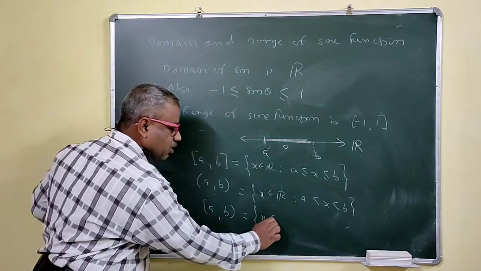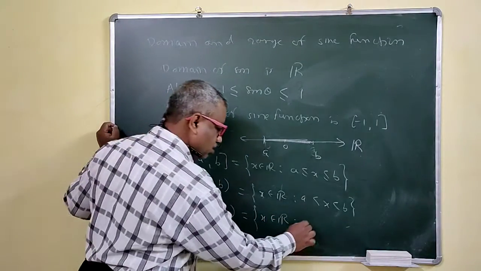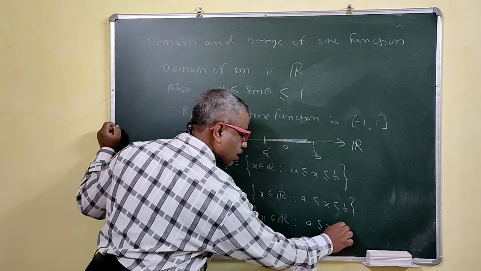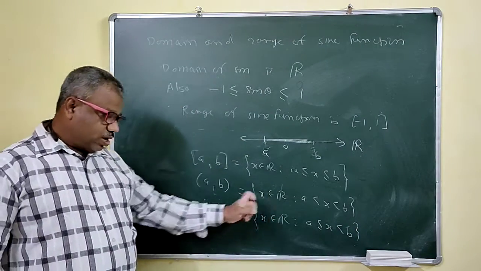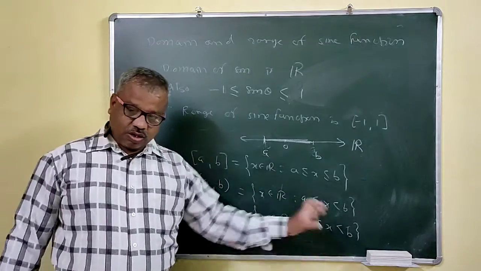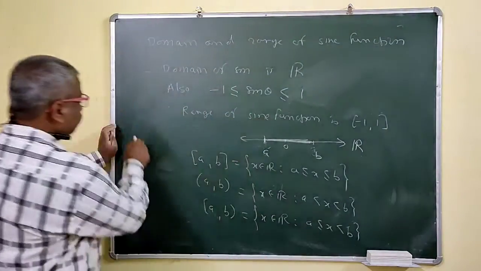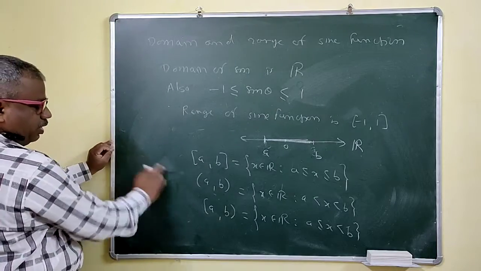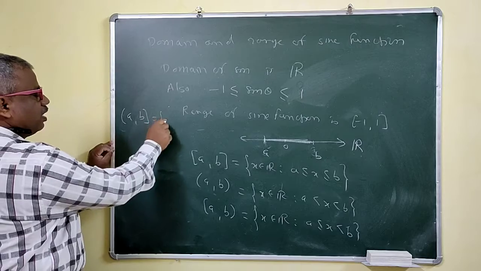So this is nothing but the set of all x belonging to R such that x lies between a and b, but not taking b. It includes a, but not b. Similarly, this is also a set. So open at a. These are the four types of interval.